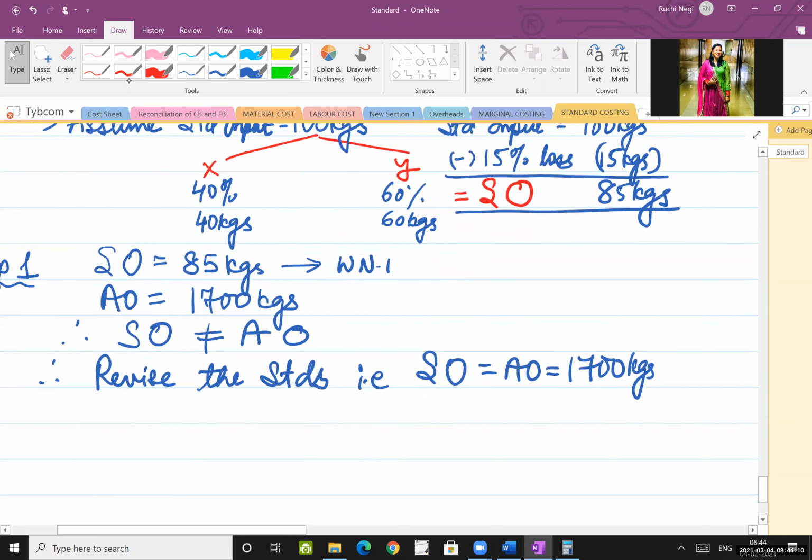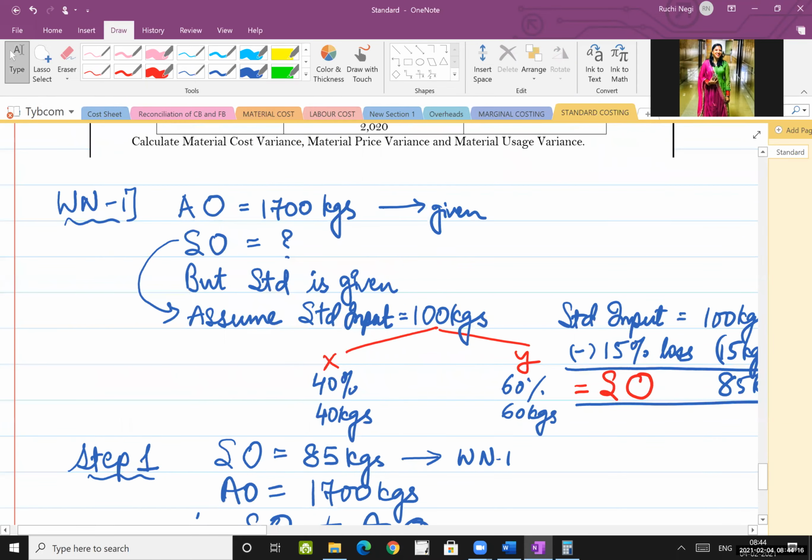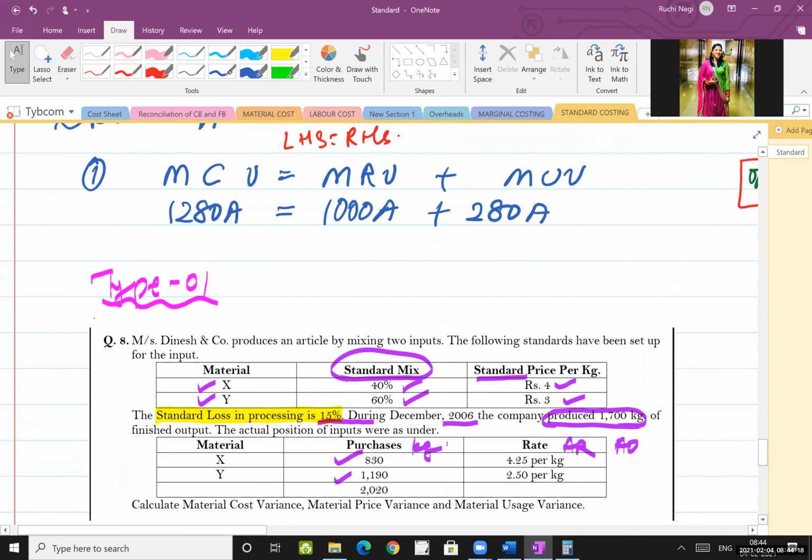It means this. So, this is important. So what are we doing? Yes, we are again in type 1 sums where standard output is not given.